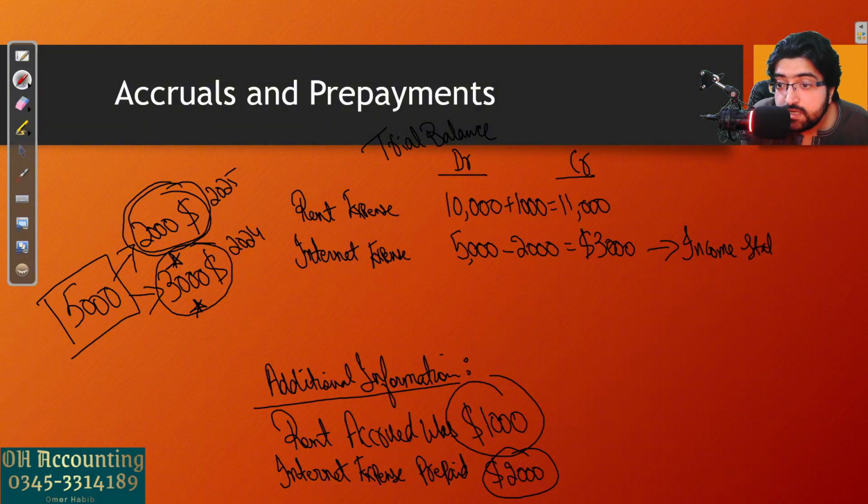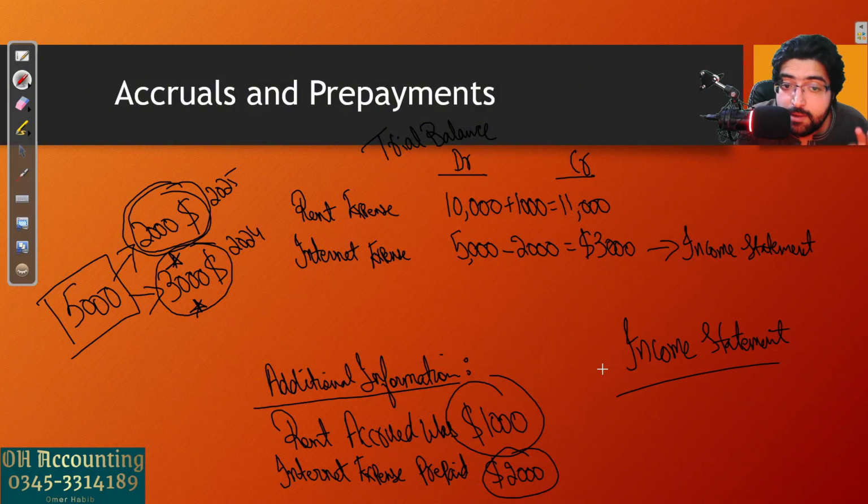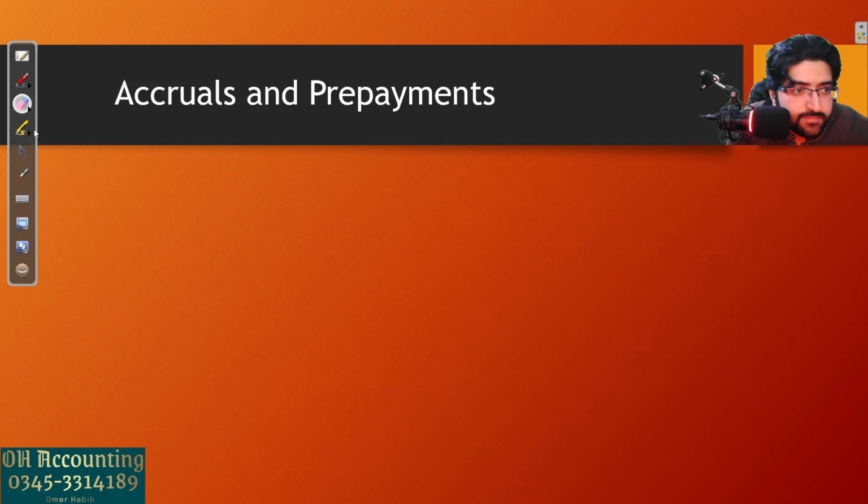Okay, remember this. This is what the matching principle is. You only include the actual expense or income of the current year in the income statement, regardless of how much you have paid for it. Okay, even if it's accrued, even if it's prepaid, you have to adjust those things and find out the actual amount of expense or income that relates to the current year. I hope it's clear. Moving on.